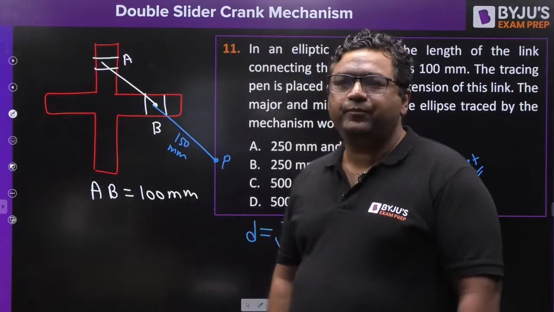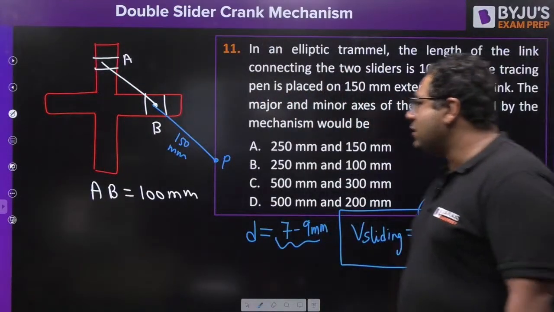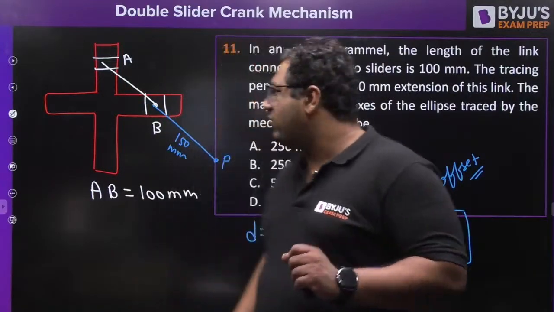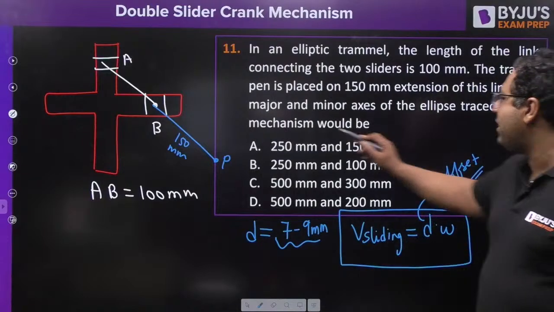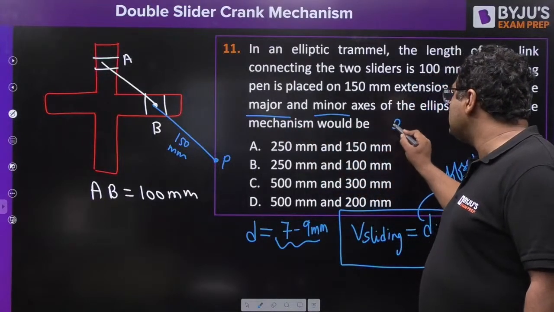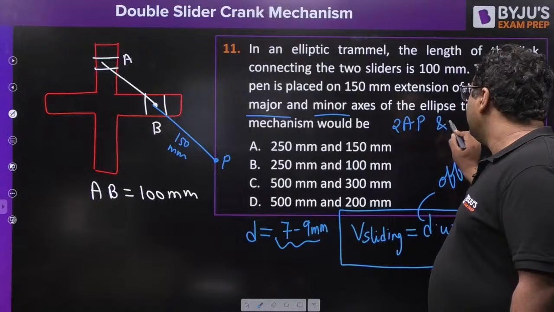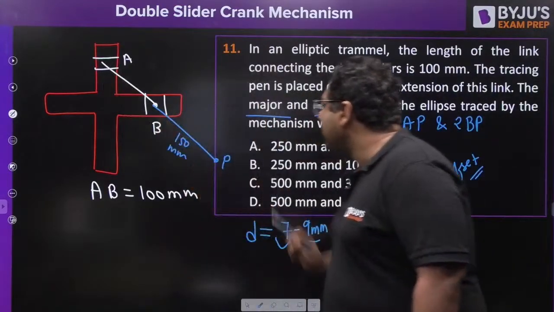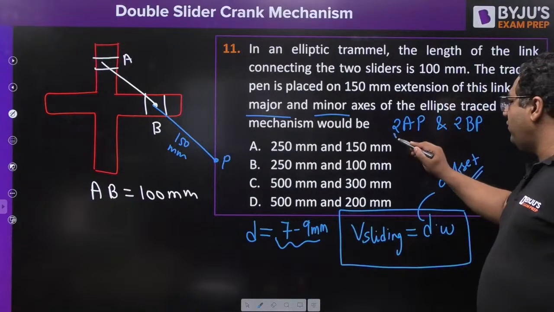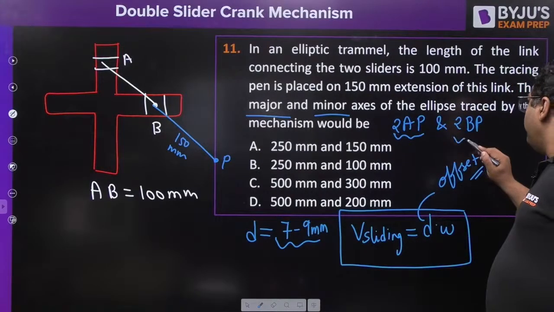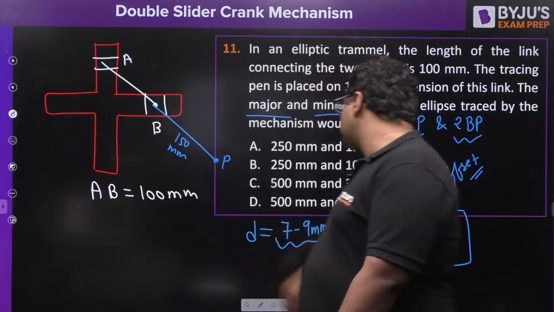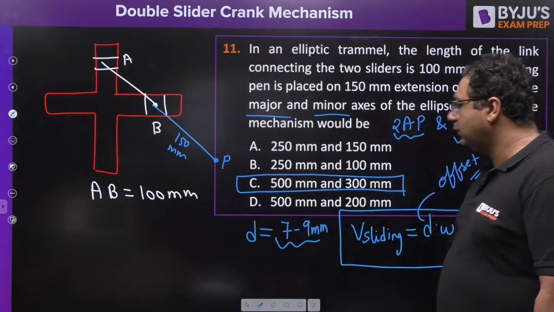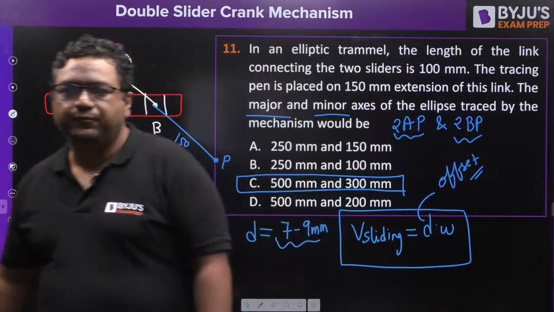Okay, so I feel some of you have answered C. Midun is saying B. Okay, what about others? So I already told you, wherever the point P goes, it doesn't matter. If he is asking you about the major and minor axis, you will simply answer 2 times AP and 2 times BP. Can you tell me what is AP? It is 250. So 2 times 250 is 500. BP is 150. 2 times 150 is 300. So the answer is C, no doubt. Answer is straight away C.